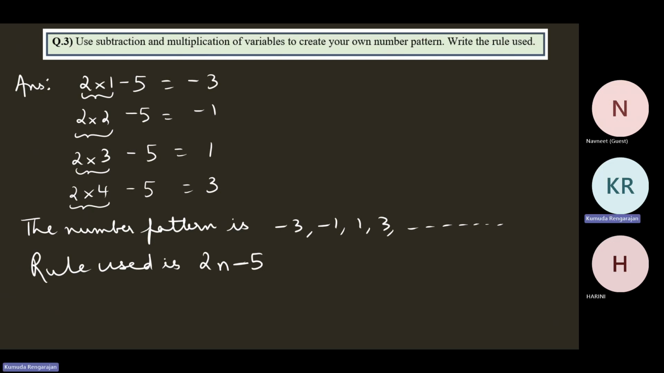Okay, so we'll do one more. Take any number, children. You can take minus 5 also. Let's do minus 3. You take any number. So minus 3. You should do minus 3 into 1, minus 3 into 2. You should fix that number minus 3. You can't change that. Then into 1, into 2, into 3, into 4.